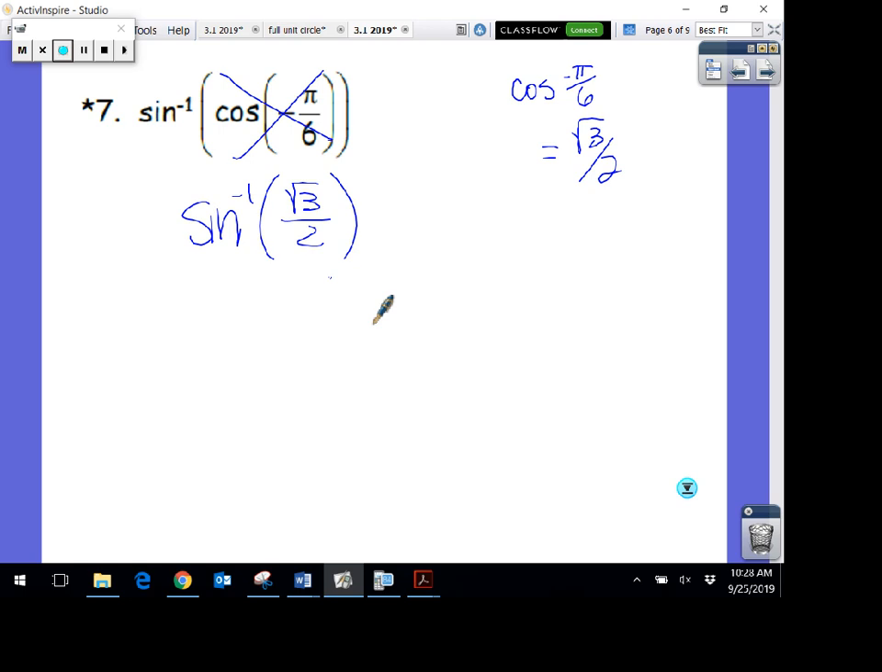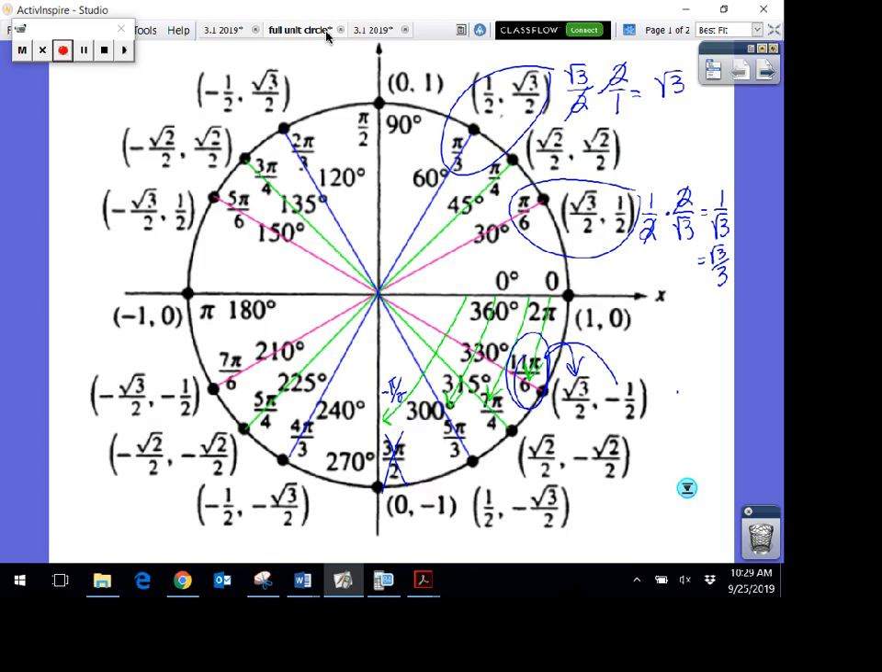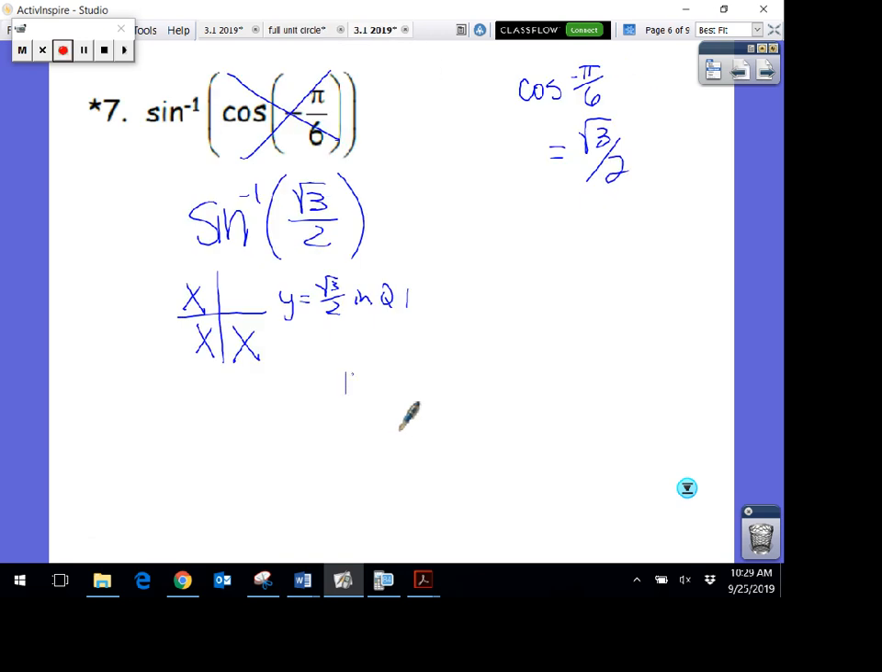Now we have this problem just like number 1 through 6. We're inverse, so we're back to restrictions. Inverse sine can be in quadrant 1 or 4. Because it's positive, we're looking for where y equals root 3 over 2 in quadrant 1. So unit circle. Where's y equal to root 3 over 2? And that's going to be at pi over 3.